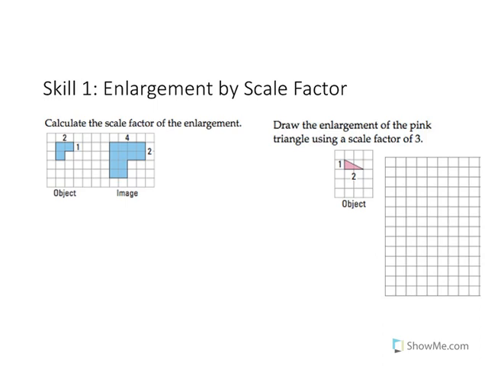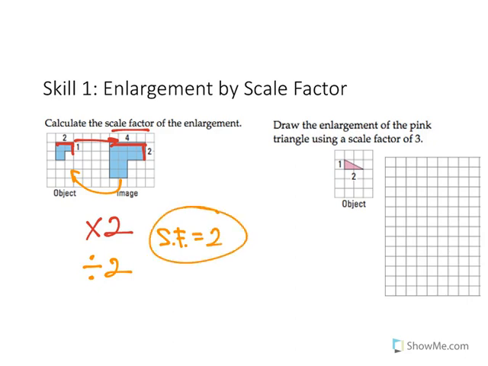So in the first example on the left side, calculate the scale factor of this enlargement. Now, if you look at the sides that are the same as each other, you notice that 2 turns into 4 and 1 turns into 2. So the scale factor in this case is to multiply by 2. If I happen to be going the other way, you'd actually be dividing by 2. So the scale factor is basically just a 2. To grow it, you multiply it. To shrink it, you divide it.